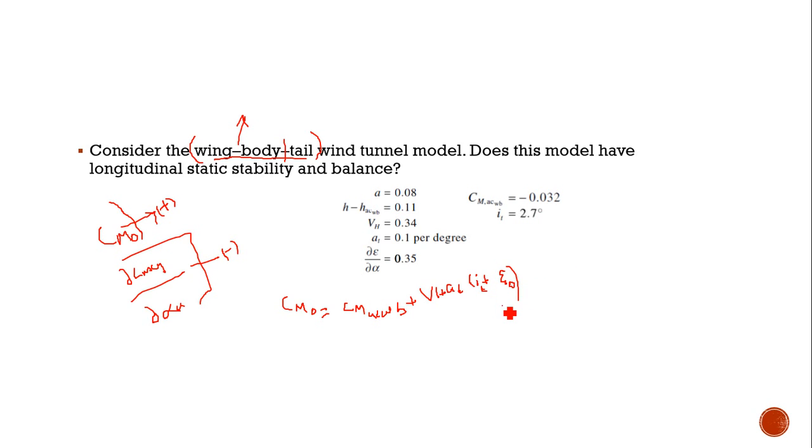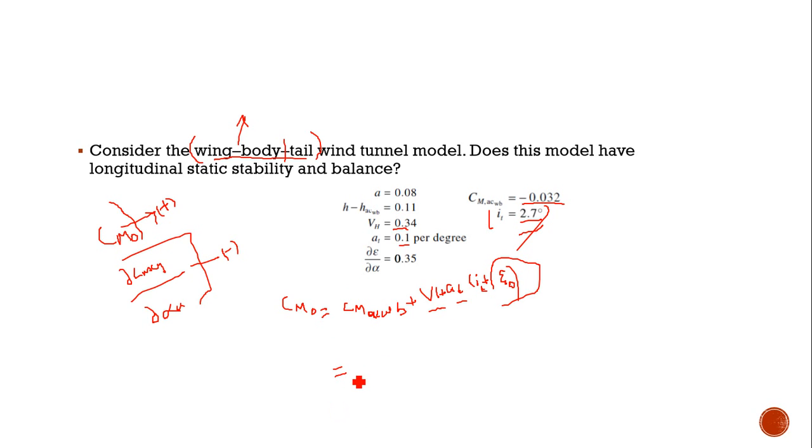So the values for epsilon dot and all, just take it from the previous sum. In the previous sum epsilon dot is equal to 0, so straight away you can use epsilon dot equal to 0 here also. IT, the tail setting angle, is also the same as in the previous sum. Here also I am using the same values only. So IT is 2.7, then CM_ac,WB is equal to minus 0.032. Then VH is 0.334, AT is 0.1 per degree. So straight away you can substitute the values.